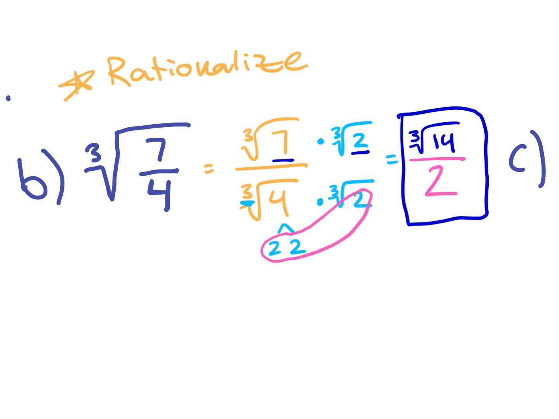You cannot divide that 2 into the 14 because the 14 is in the radical. It's protected by that house there. You can't divide the 2 into it. So this is our final answer.